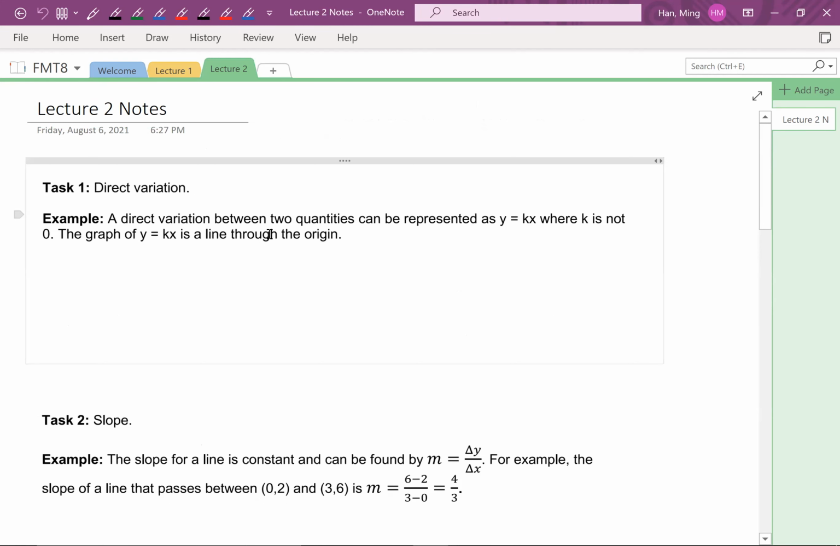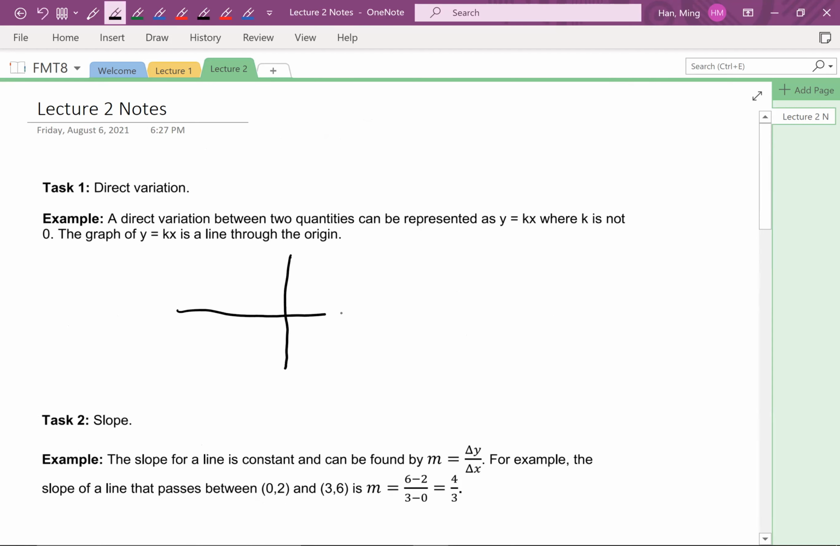So direct variation can be represented by y equals kx, where k is not equal to 0, and the graph of y equals kx is a line through the origin. So what that means is that a direct variation, if we draw a graph of it, so this is our coordinate plane, y equals kx would look like this.